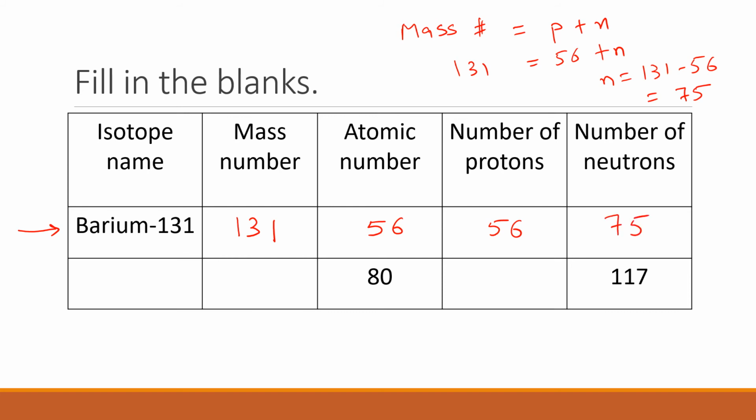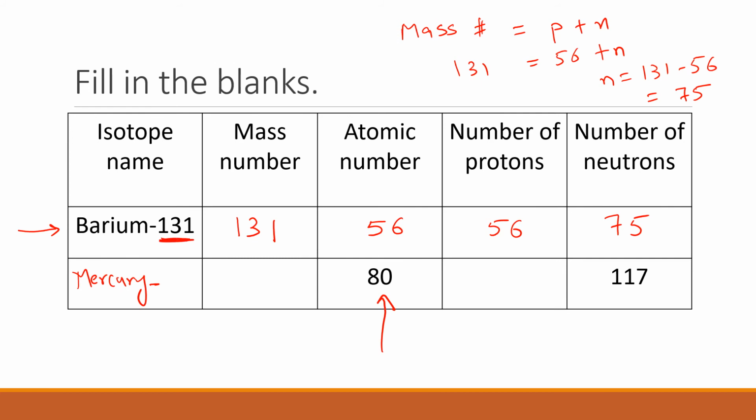All right, let's complete the next row. In the next row, we do not know the name of the isotope, but we do know the atomic number. If I consult the periodic table, the element at atomic number 80 is mercury. So therefore this element is mercury. And now what kind of mercury?